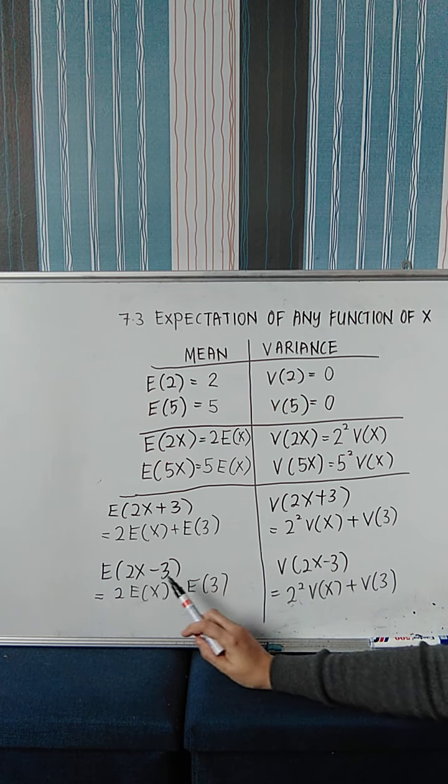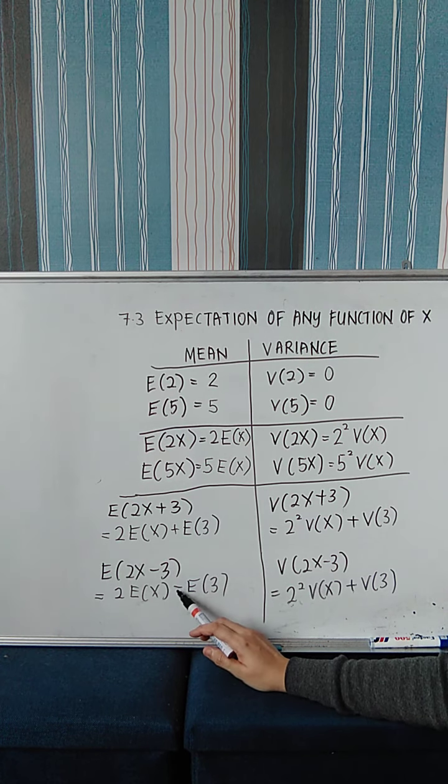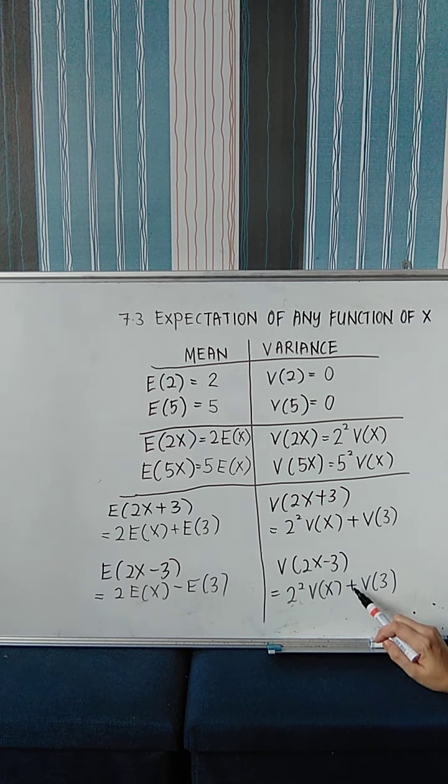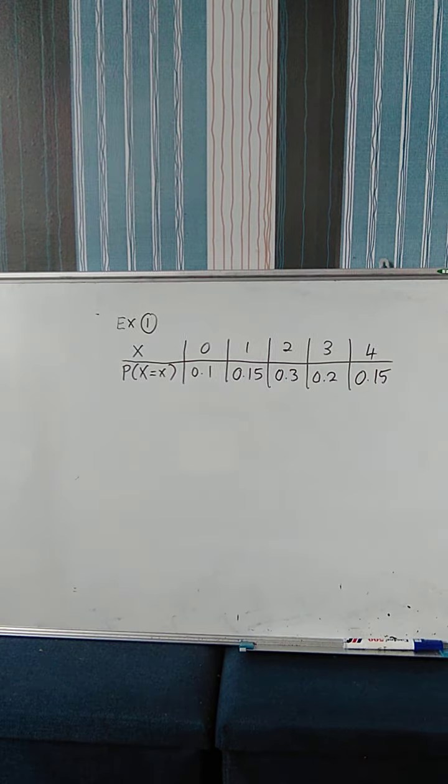Different from the mean. If minus here, also minus for mean. But for variance, the minus must be converted to plus.